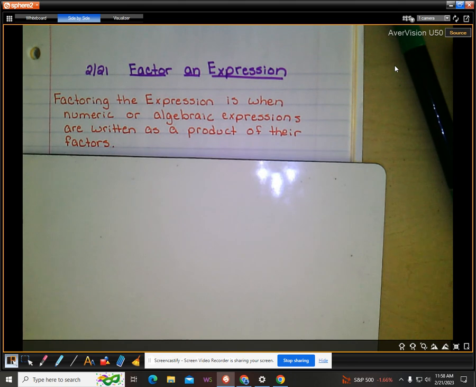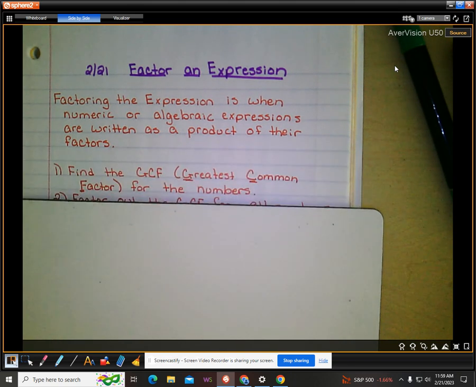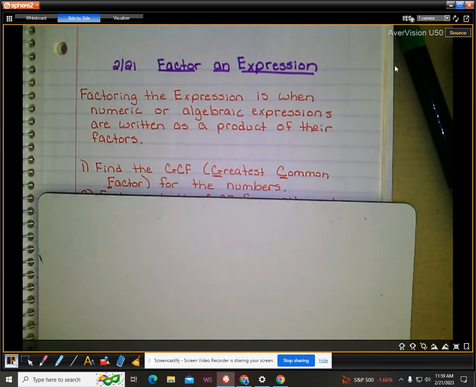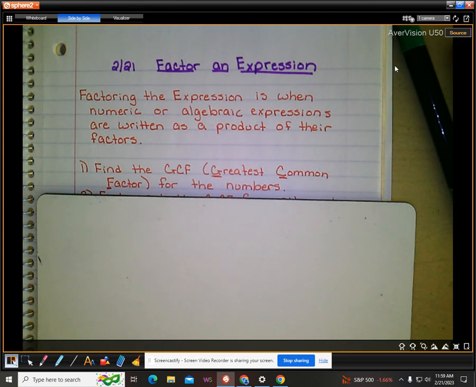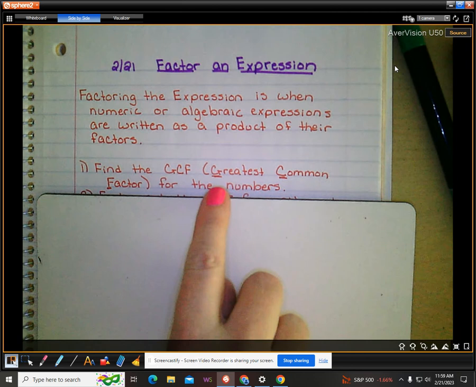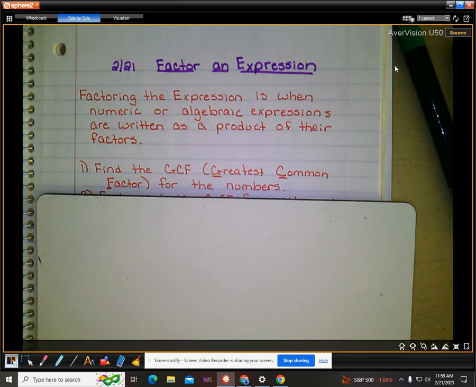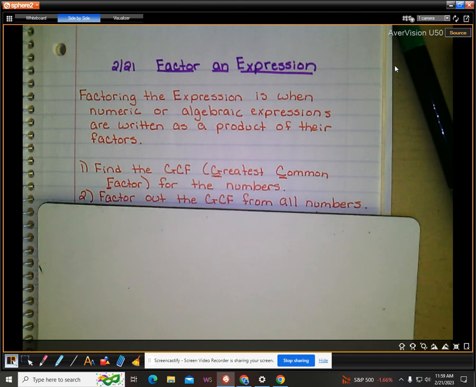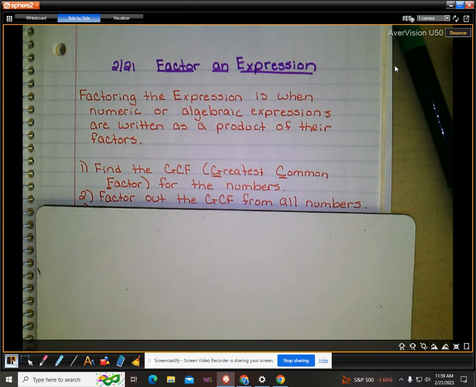All right, so the steps to factoring an expression. The very first thing you have to do is find the greatest common factor for the numbers. Okay, if you know what GCF means, you don't need to write out greatest common factor. But you're going to find the GCF, or the greatest common factor, for the numbers. And everyone should be writing this down. Then, after you find the greatest common factor, you are going to factor out the GCF.